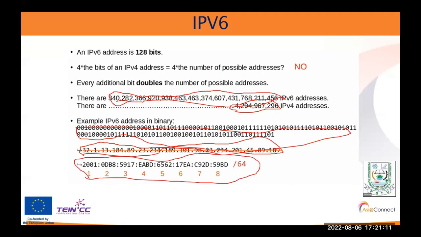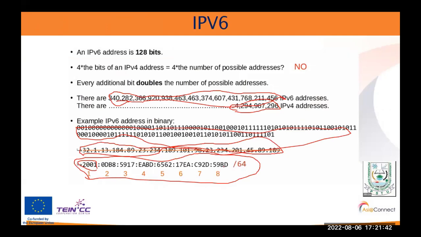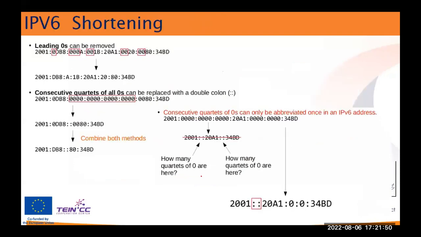Here, 4 bits, that means in 2001, 2 means 4 bits, 0 means 4 bits, 0 means 4 bits, 1 means 4 bits. So here, 4 hexadecimal digits are represented by 16 bits. This way there are a total of 8 hextets, this is called a hextet, 8 times 16, that means 128, and slash 64 notation. We'll learn the notation later. This is very difficult to remember; the total address is difficult to remember.